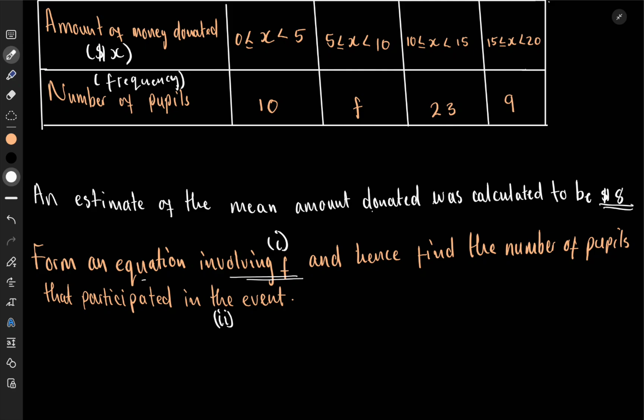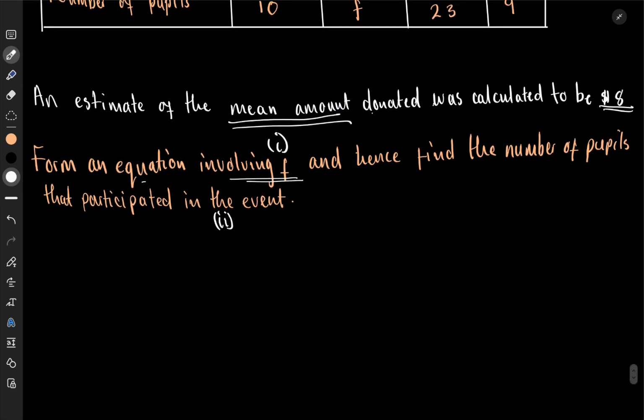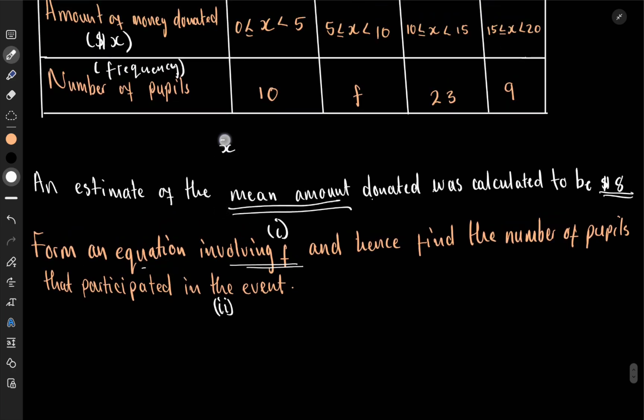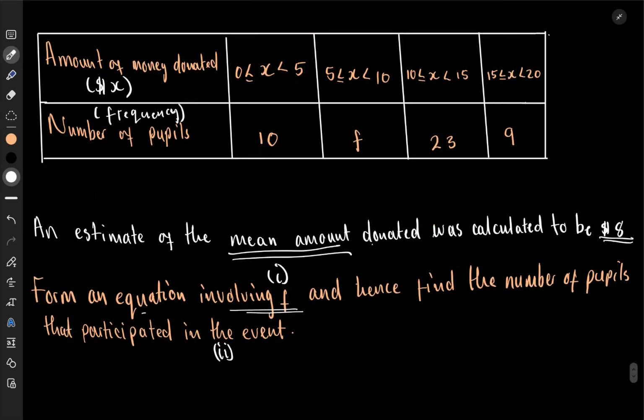So anyway, let's quickly go through the things. They said form an equation involving F. I know that this equation has to do with the mean because they've given me the mean, and they said it's 8. So I know that my X bar is $8. I can just say it is 8. That's what they've told me there. So that means I'm going to have to form an equation for the mean.